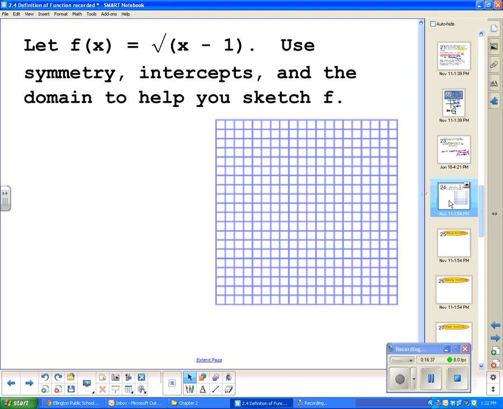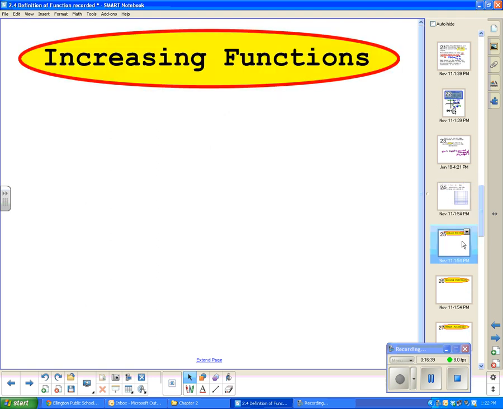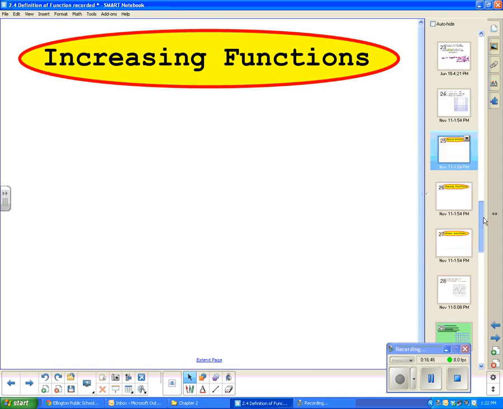I think I'm going to leave this example to be done in class with you and your teacher. And I'm going to move on to increasing, decreasing, and constant functions. That'll be our last item in this video. I will do an example at the end here.